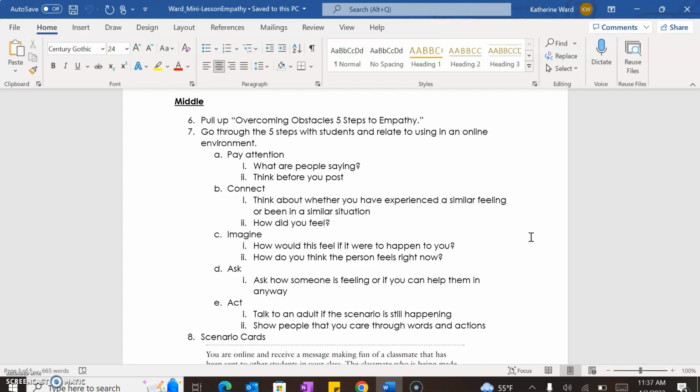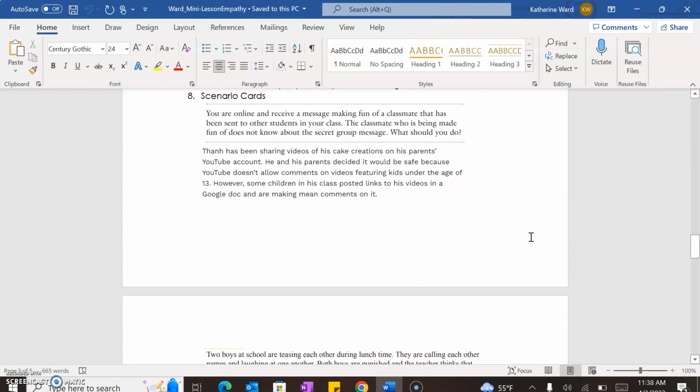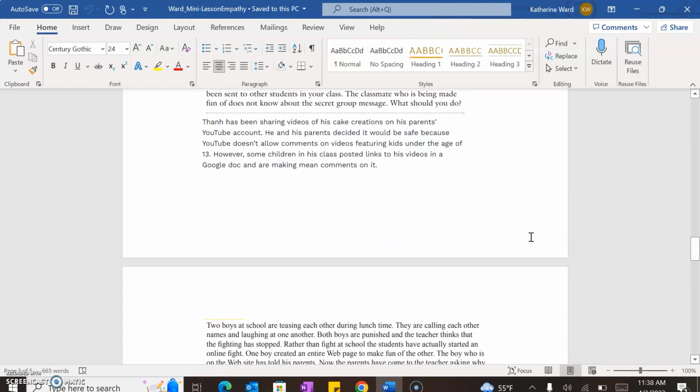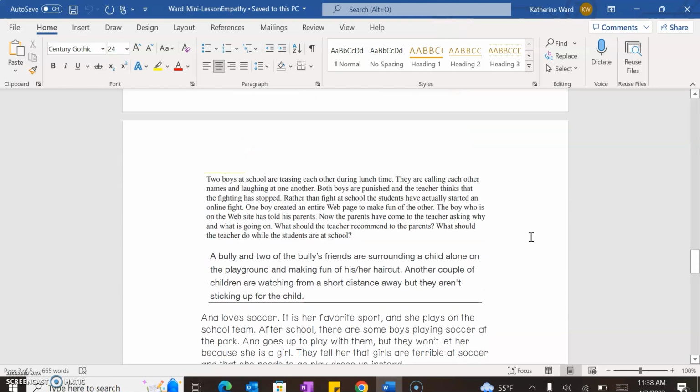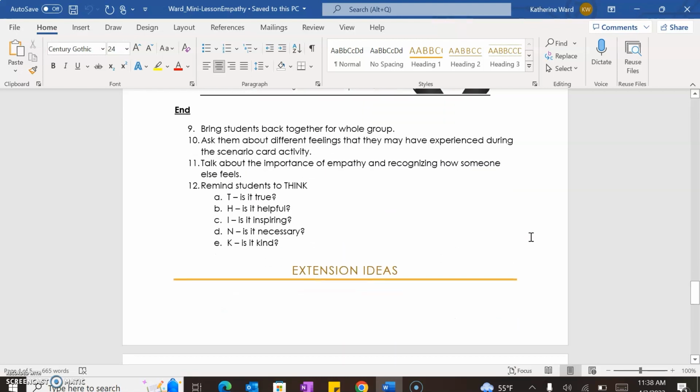Asking how someone is feeling or if you can help them in any way. And acting on it. Talking to an adult if the scenario is still happening and showing people that you care through words and actions. After looking at the 5 steps of empathy, the students worked together on scenario cards. There are different scenario cards, and students were asked to identify how they would feel if they were in that situation and what they would do if it were to occur.